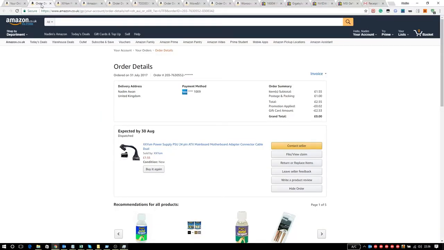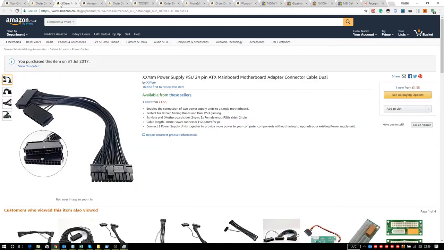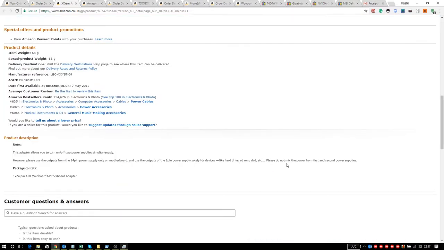The 24-pin ATX motherboard splitter cable was £1.55 with £1 postage. The seller had a 1% off promotion code, so I paid £2.53 in total for this. It allows you to have 2 power supplies onto 1 motherboard, and it's perfect for Bitcoin mining. It's 30 centimeters in length and it says it can handle power supplies under 2000 watts, but you wouldn't put 2000 watts on these cables. And there's a little bit here that you're not supposed to mix the power supplies up. So if a device has two sockets, you can't have the power from each of the power supplies. It needs to come from the same one.